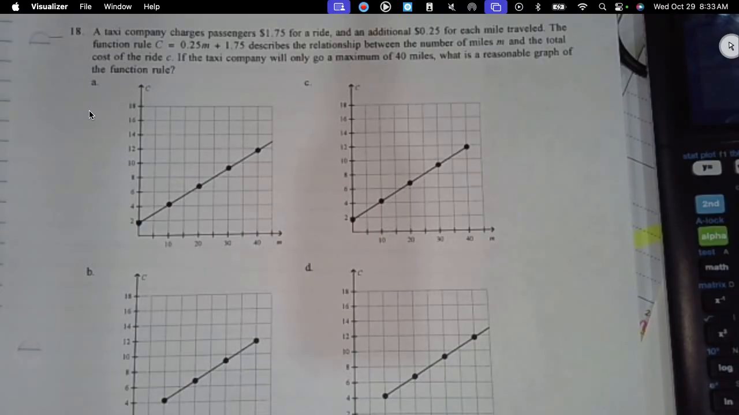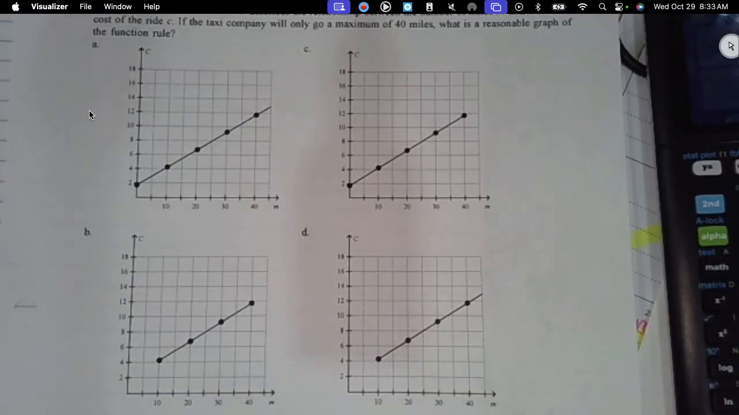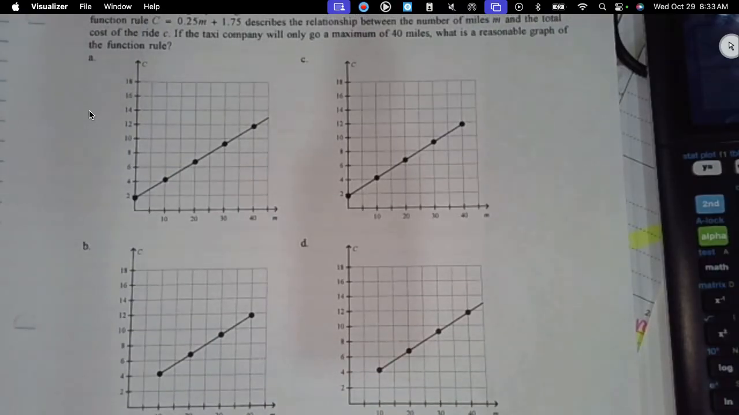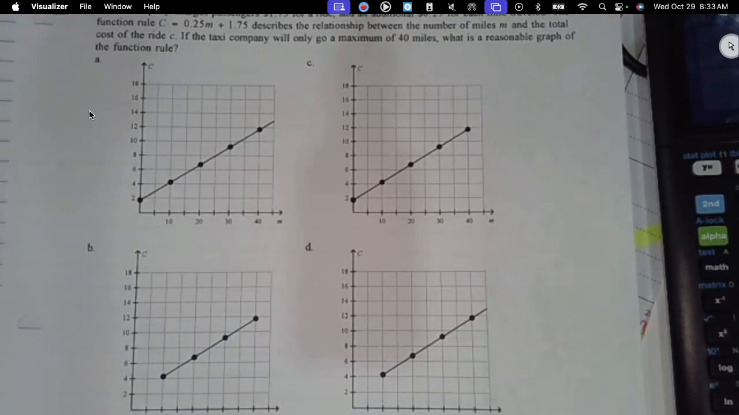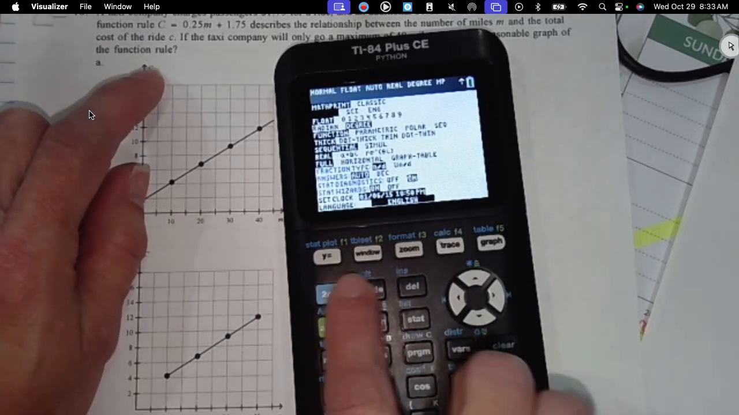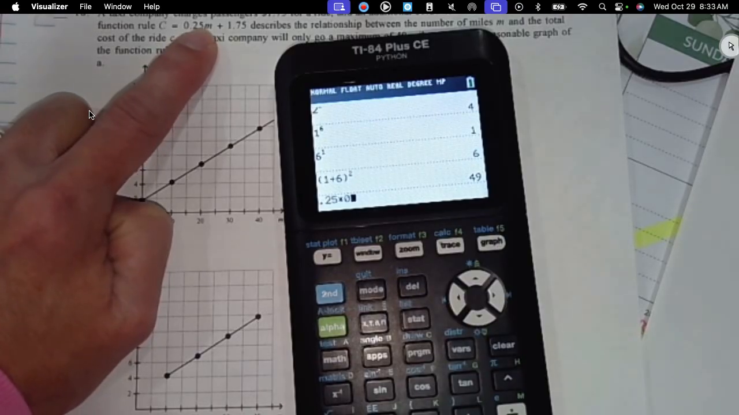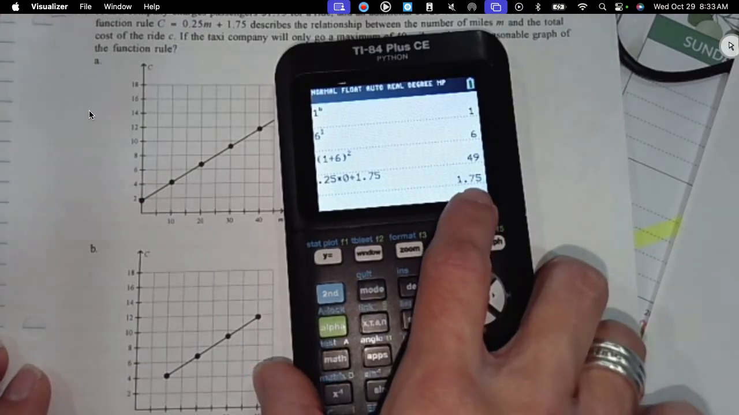So what can your M values go to? What did we just say? Your M values can go up to 40. Does everybody see that? If you just got in the car and you drove, what does it start at? 0 miles. What does it automatically cost you if you plug in 0? I'm just plugging it into my equation: 0.25 times 0 plus 1.75. If I don't even go anywhere, it costs $1.75.